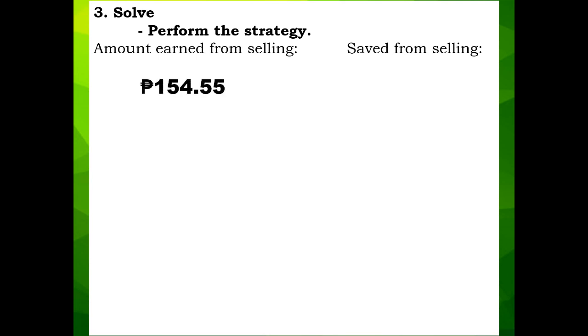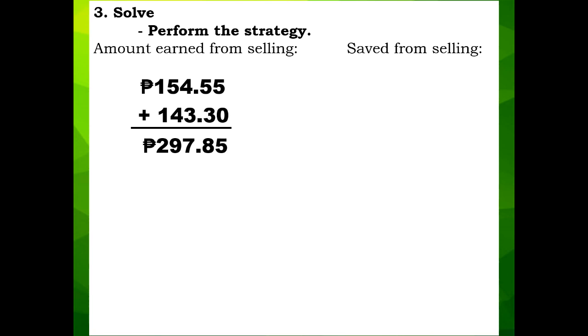For the amount earned from selling, add 154 pesos and 55 centavos from selling ice cream and 143 pesos and 30 centavos from selling newspapers. What is the answer, children? The sum is 297 pesos and 85 centavos.